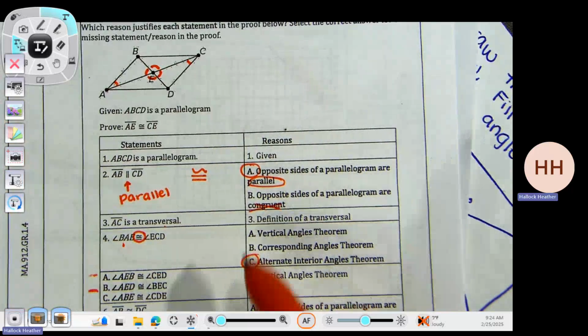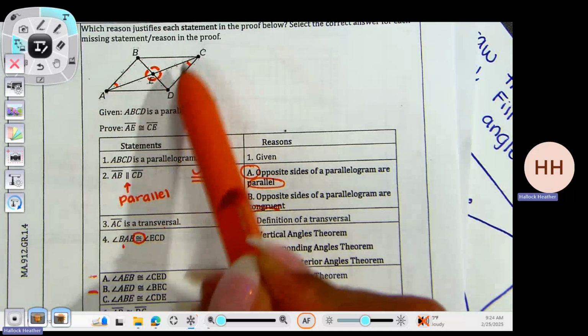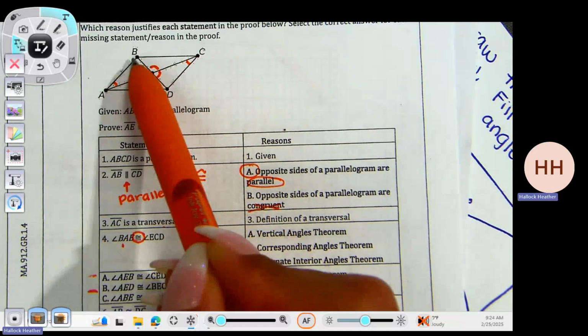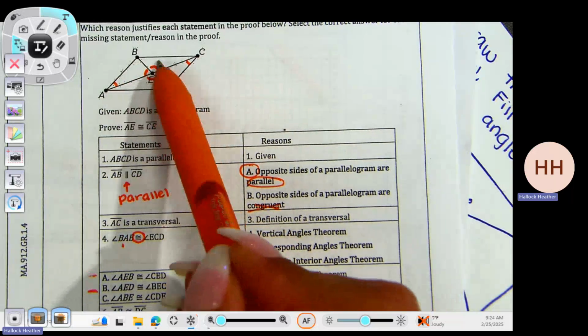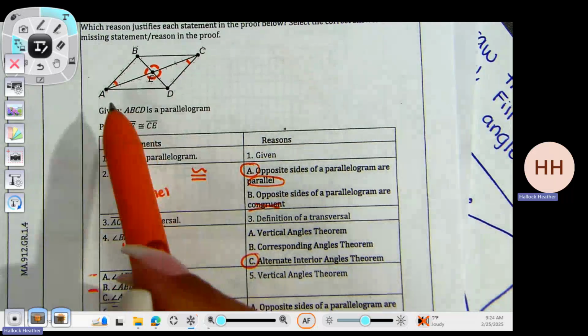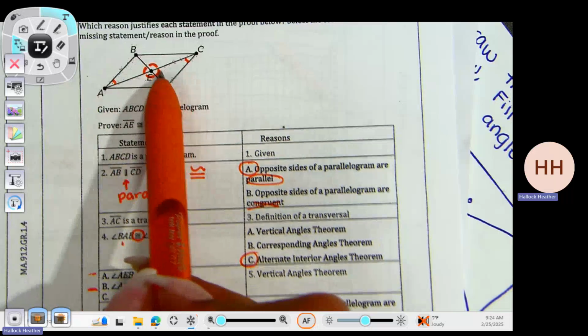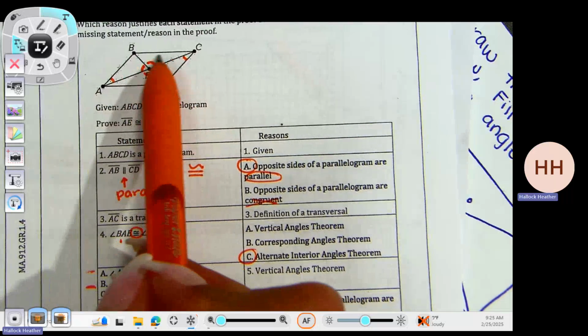The next one says ABE and CDE. Those are not vertical angles. Vertical angles jump across an intersection. So we have two choices. I'm going to mark both of them and then come back to that, because I need to see if I'm talking about these triangles or these triangles.